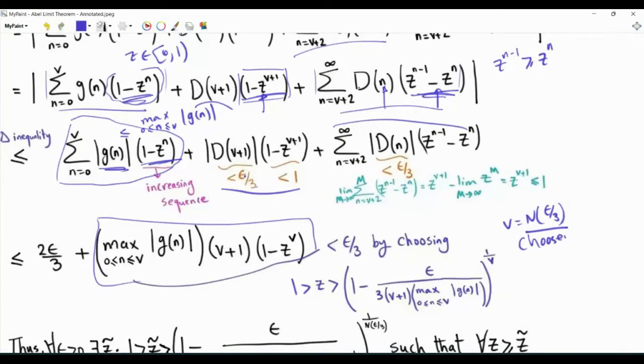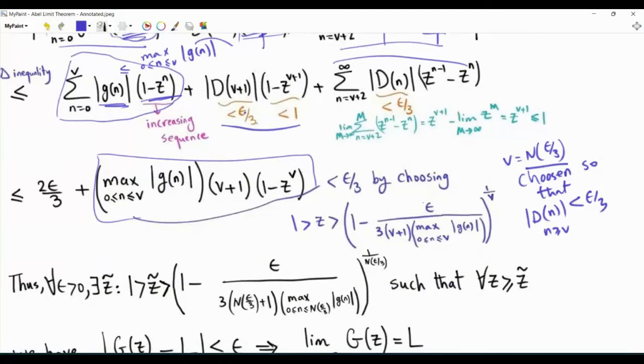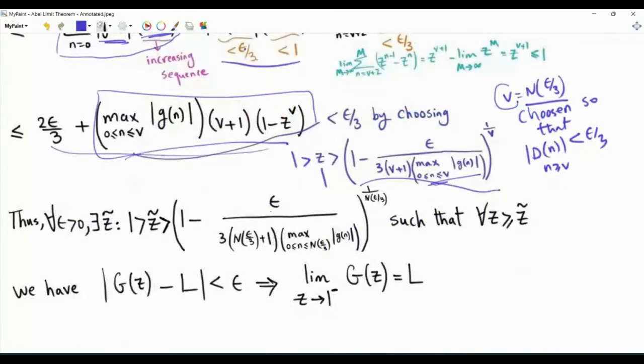V is chosen so that the magnitude of d of n with n greater than or equal to V is less than epsilon over 3. Okay, so that's the V. And then here we have epsilon over 3, and we have here the maximum of those. This is a number; knowing the sequence g of n, we can compute this. So challenge me with an epsilon. Once epsilon is given, we can determine V. And once we know V, we can find the maximum of the magnitude of g of n from 0 to V. And by choosing z to be greater than this quantity here, this term will be less than epsilon over 3, and the overall upper bound is less than epsilon. Okay, so that's it.